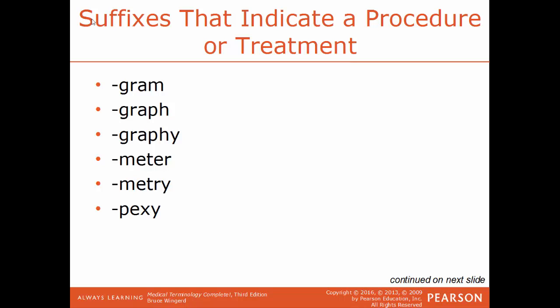Alright, the next one, graph, this is the actual instrument that's used to do that recording. So an electrocardiograph will create an electrocardiogram as a result. So graph is the actual instrument, gram is the actual results of that testing procedure. And the third one, graphy, is the whole process of recording. So graphy references the overall procedure, graph is the actual instrument that's used, and then gram are the actual results that are produced from that procedure.